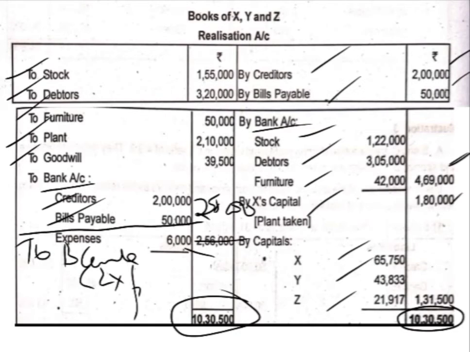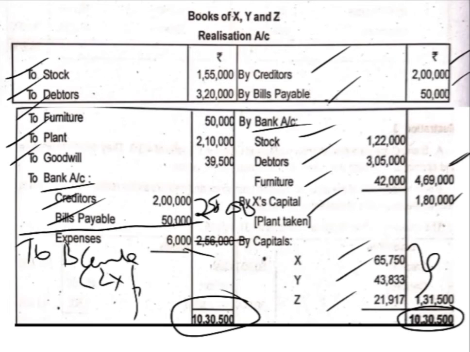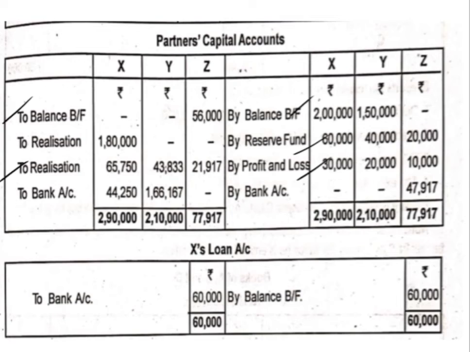After this we have to transfer the realization loss. Here we have made the entry partners' capital account debit to realization account. So in the partners' capital account we have to write to realization account, the loss on realization transferred. The next entry is for plan taken over. So here X capital account debit to realization account. In the capital account we have to write to realization account. The agreed value of the plan taken over must be debited to X capital account. So no other entries. We are going to close the capital accounts one by one.